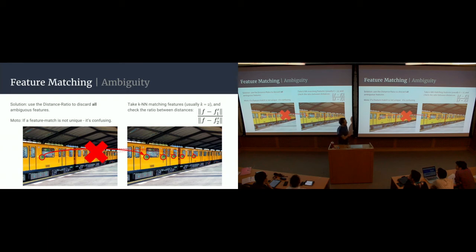So the idea is to remove all of the ambiguities. If we can't decide for this feature which feature to pick in the other image, we drop this feature. We don't want to be confused by it. It's not that we take the best one or the second one. We drop it altogether. Right? The idea is that if a feature is not unique, it's confusing.